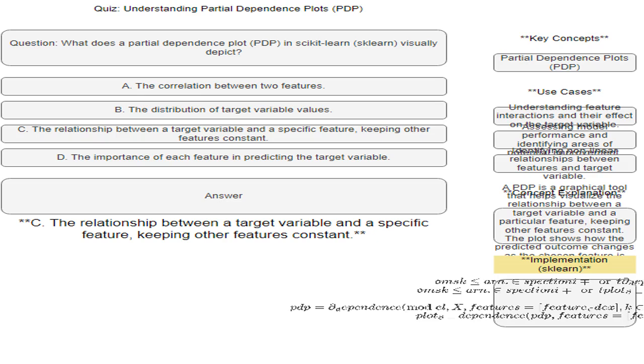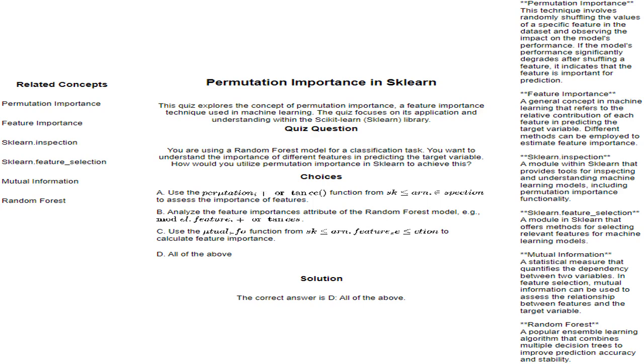Suppose we have a model that predicts house prices based on features like size, location, and number of bedrooms. We can use a PDP to understand the relationship between house size and price, while keeping location and number of bedrooms constant. The PDP will show how the predicted house price changes as the house size is varied, holding the other features fixed. This can reveal insights into the model's behavior, such as whether larger houses are always more expensive or if there is a nonlinear relationship between size and price.